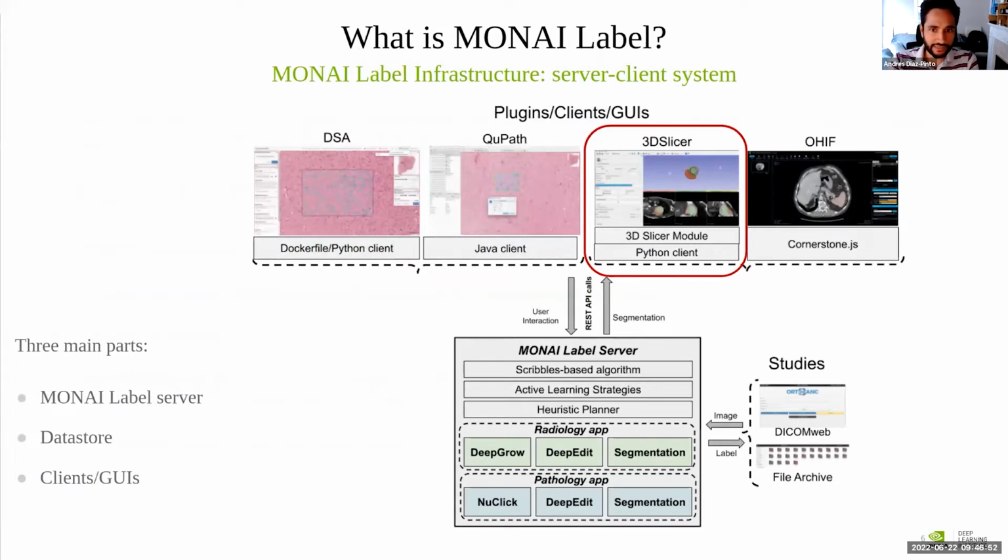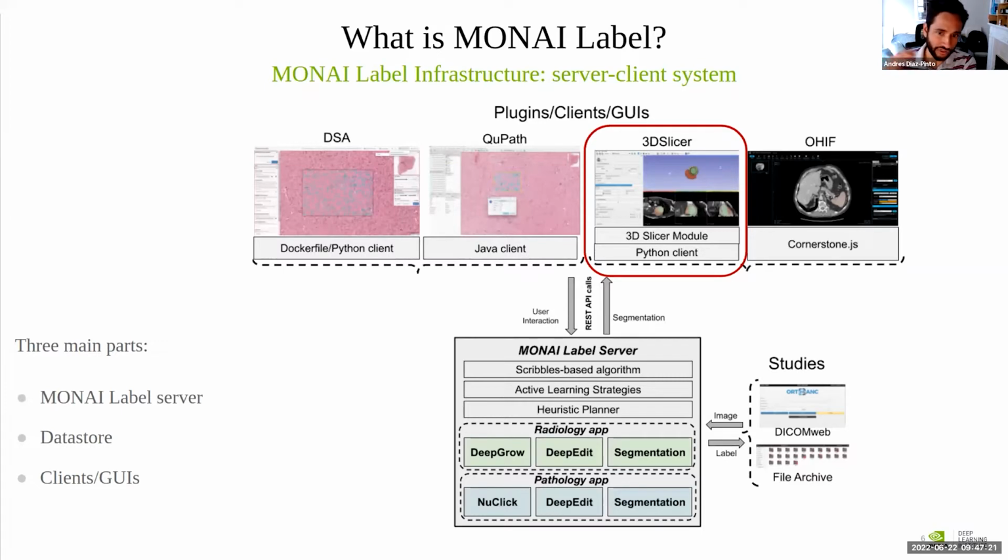Essentially, it's a server client system. We offer an API to communicate with the server. You can consume the APIs from wherever you want. Those APIs can be consumed from a user interface that we show here, so either DSA, Digital Slide Archive, QuPath, 3D Slicer, or OHIF from the browser, or any other user interface that you want. So we could say that MONAI Label has 3 main parts.